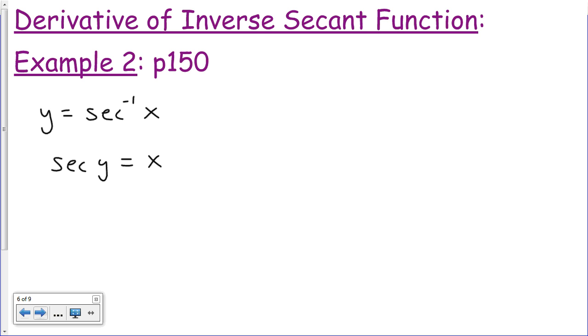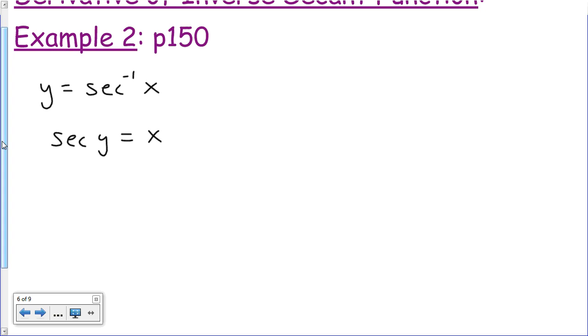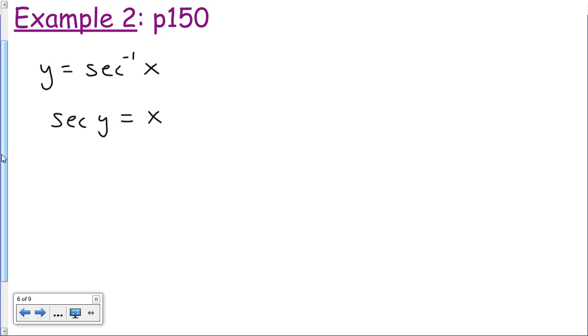Those two mean the exact same thing, just based on the definitions we talked about on page 149 there. And in this form, I have the secant function, which I know its derivative. I have x, which I know its derivative. So again, it's in a form that I could find the derivative. But of course, this is what we call an implicit relationship, where it's not solved for y. So that means I got to use implicit differentiation to find this derivative.